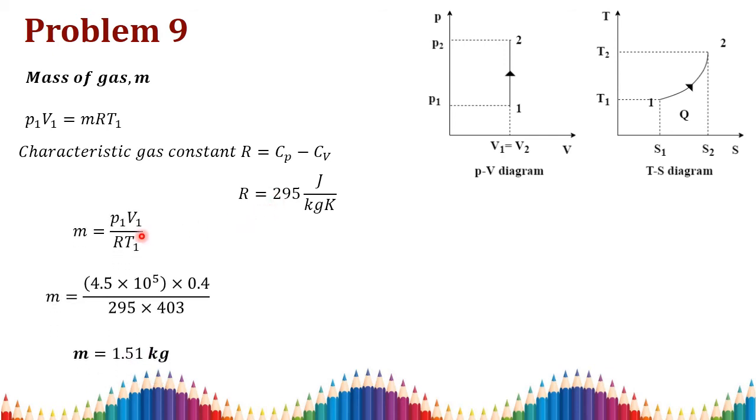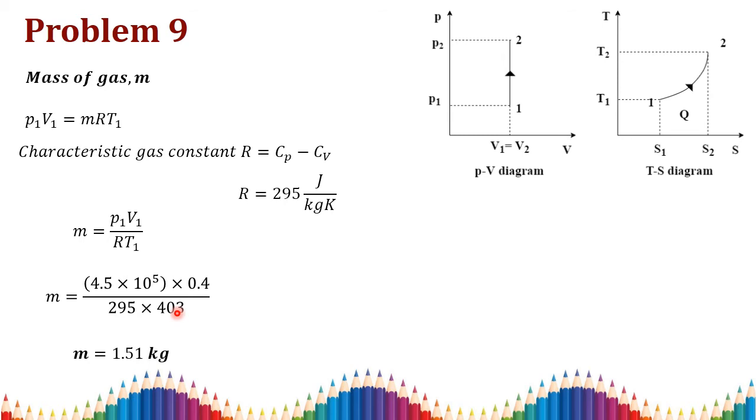Then from this equation we know P1, V1, R which we found here, and T1 is also known. Only one unknown term is mass. So I can write mass equal to P1 V1 divided by R into T1. Pressure P1 is 4.5 into 10 to the power of 5 Newton per meter square into 0.4 meter cube, divided by 295 joule per kilogram Kelvin into 403.